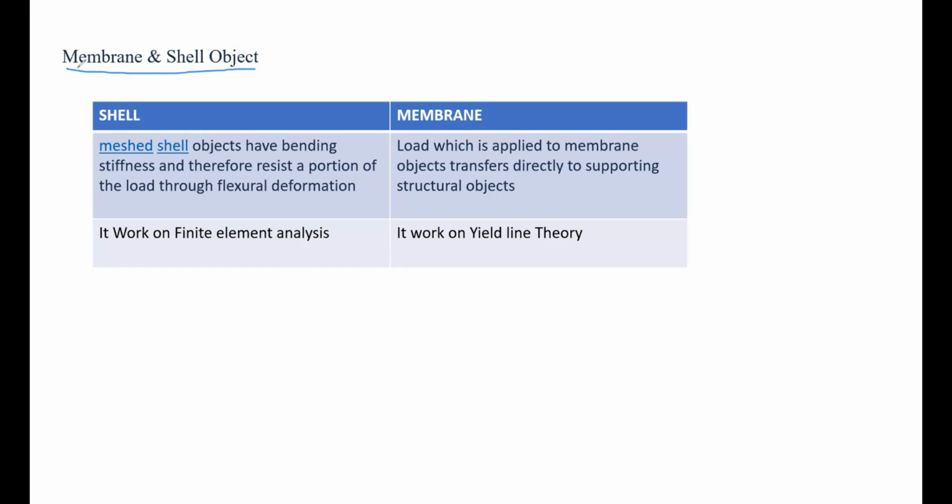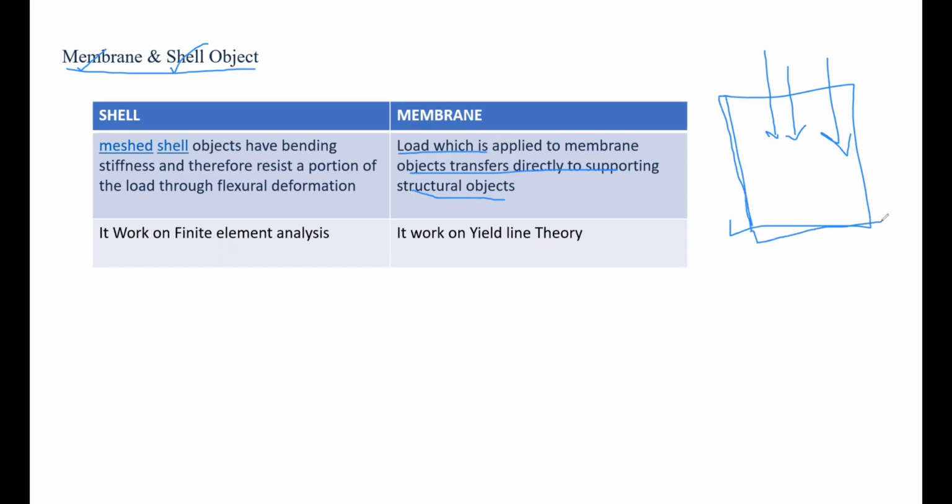The last type of shell is the membrane and shell. Now we have understood what a shell is. Now, how does the shell work? We will see that, and what a membrane slab is. First, the membrane. Load applied to a membrane object transfers directly to the supporting structural objects. Suppose this is my slab, and I have applied a load perpendicular to the plane. This load will directly transfer to these supporting elements, without the slab having any flexural deformation.